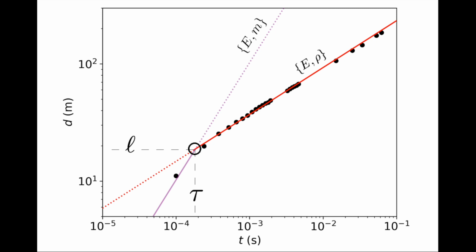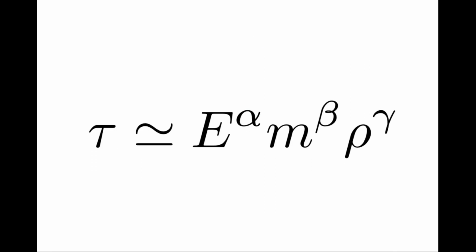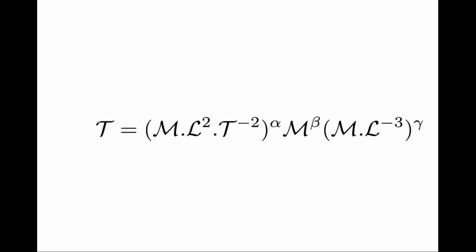To understand these values, we have to connect L and tau to the mechanical quantities at play at this intersection. Easy. We just have to equate the two regimes. We can then solve for tau and L to express them solely from the mechanical quantities. These formulas can also be obtained directly from dimensional analysis. Take the time, for instance. Let's assume that this timescale depends on the energy, the mass, and the density, with unknown exponents alpha, beta, and gamma. The dimensions on both sides must match, and we know how this works.